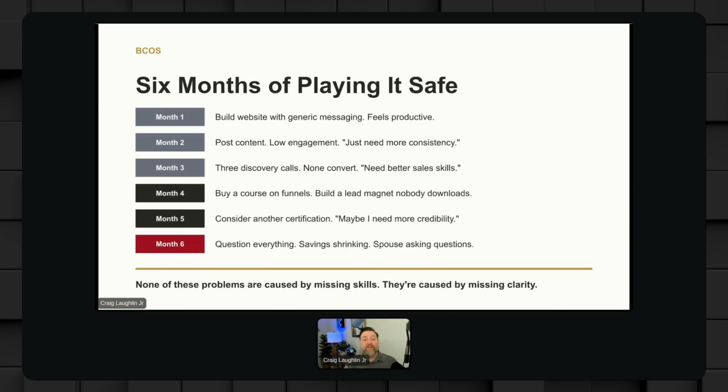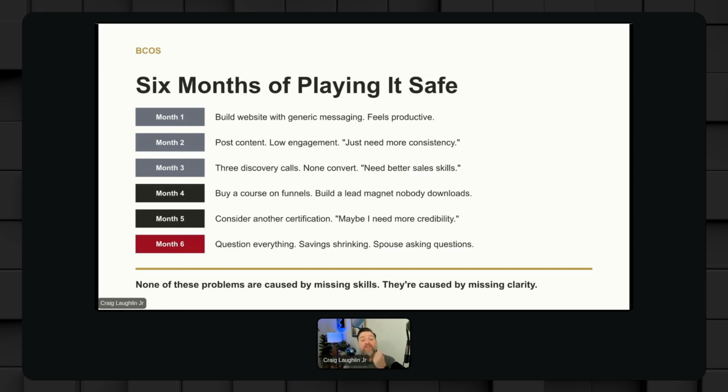Now, I want to walk you through what the safety pick actually costs, not just theoretically, right? But in real months of someone's life. And I'm describing this timeline because I watched myself live parts of it. Month 1 feels great. You build the website, you're picking the colors, right? You write the about page, you get the headshots done. It feels productive. You're building the business. In month 2, you start posting content, LinkedIn posts, maybe some other social media. Engagement is low. You get a couple of likes from friends and you tell yourself you just need to be more consistent. So you keep posting.